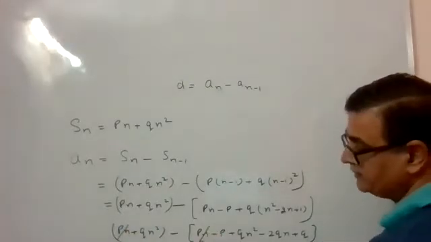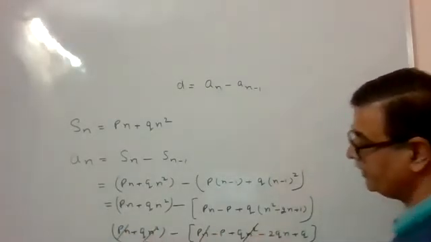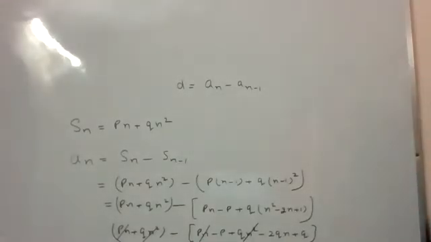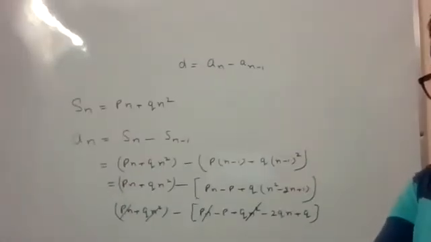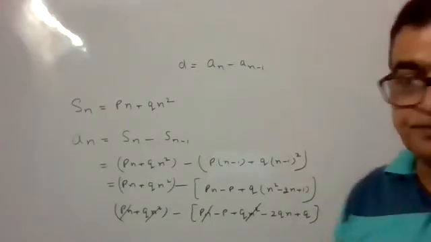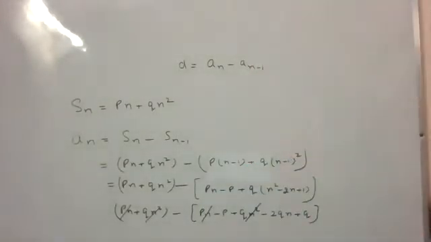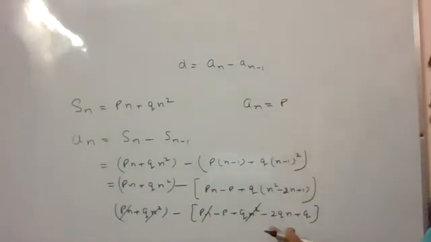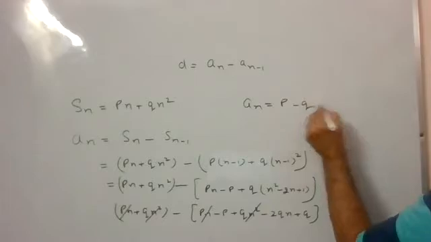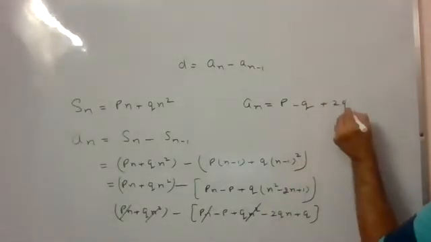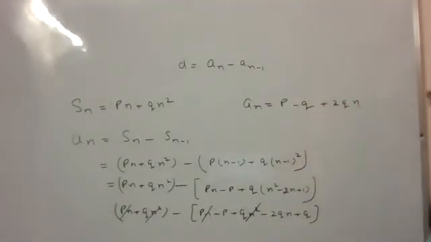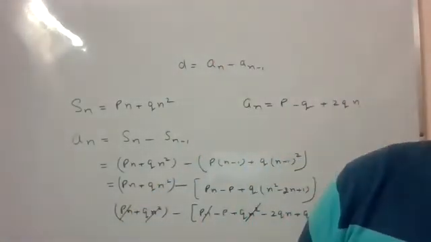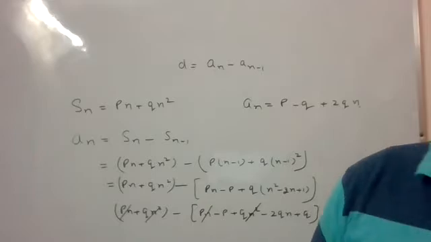Pn and Pn get cancelled out, Qn square and Qn square get cancelled out. Left is plus P. So what I can get here? An is now plus P, then minus Q, plus 2Qn. This is the nth term we got. Is it right?